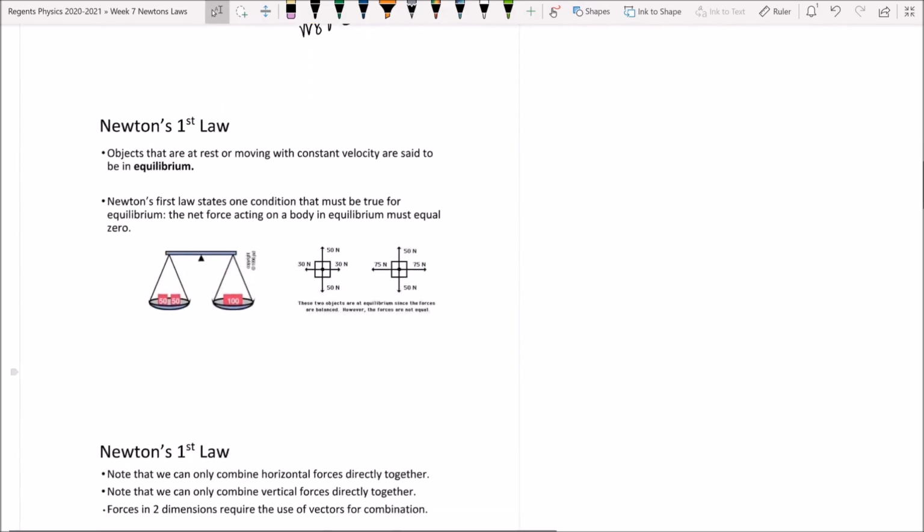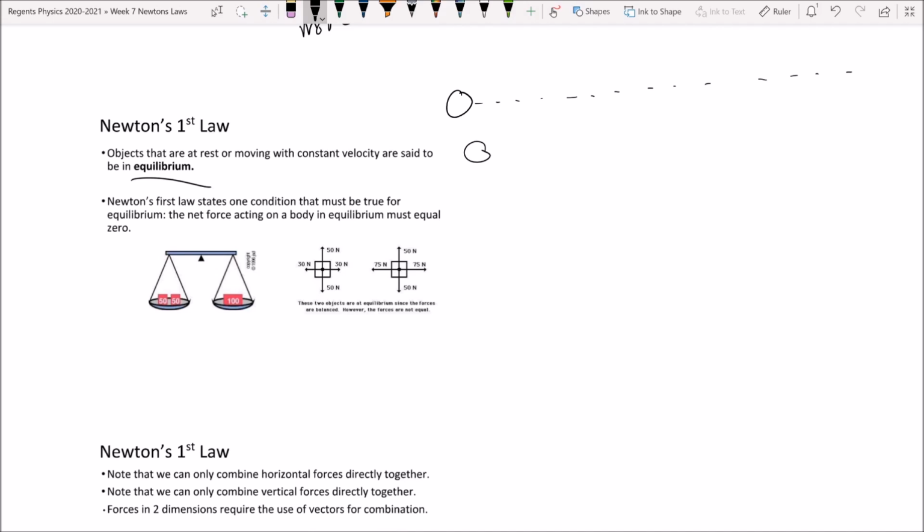Now, when we talk about Newton's first law, we're talking about objects that are either at rest or moving with a constant velocity. An object in motion will stay in motion. It's just going to chug along at a constant velocity. An object at rest will stay at rest. This happens when an object is in equilibrium. So that's the key word here, equilibrium. Newton's first law states one condition has to be true for equilibrium: the net force acting on a body in equilibrium must equal 0.